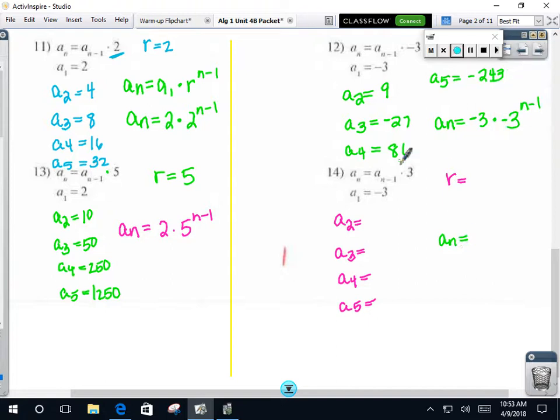Okay, for number 14, what is the common ratio? 3. So if the first term's -3, the second term is -9. And the third term is -27. And then the next term is, and the next one is. Okay, so we found the common ratio, we found the first 5 terms. Now the explicit formula would be a sub n equals, right, the first term times the r to the n minus 1. Okay, now turn to page 2.